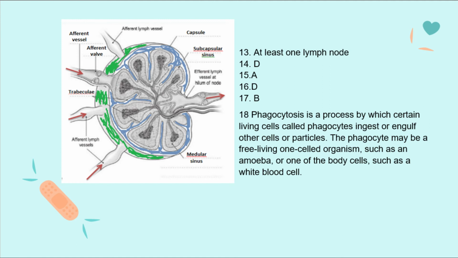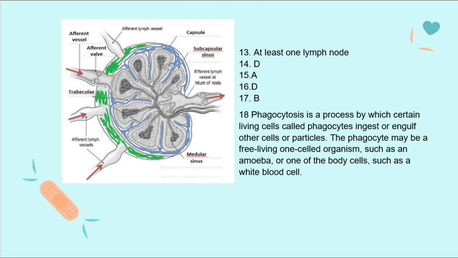For number 12, on figure 6.2, insert arrows to show which way lymph will flow through this lymph node. So you can see in the picture, the red arrows show which way lymph will flow. The lymph will enter the convex side through afferent lymphatic vessels. Lymph flows through a number of sinuses inside the node, and then lymph exits through efferent lymphatic vessels.